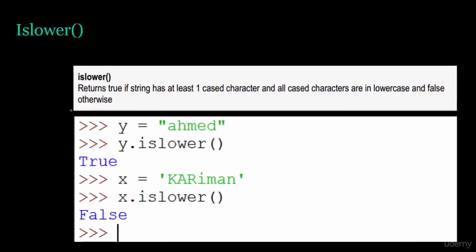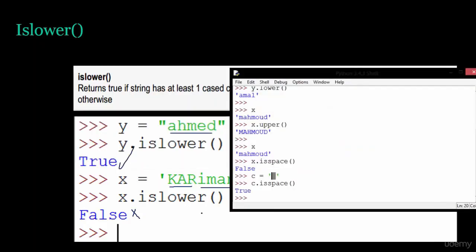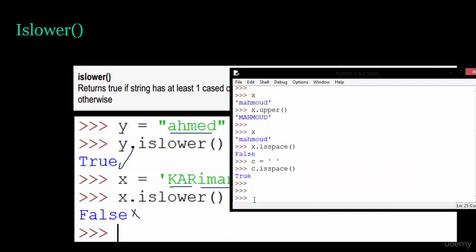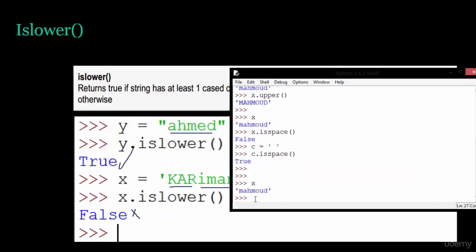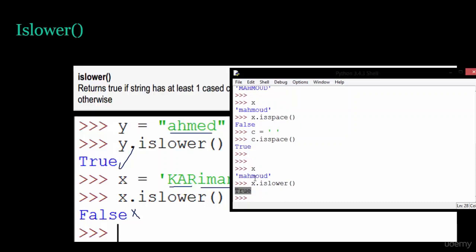Islower. This method returns true if a string has at least one cased character and all the cased characters are lowercase, and false otherwise. This will return true if all letters are in lowercase. If we look here, y equal to Ahmed, I type y dot islower, this will give us true because all letters are in small letters. If I type x equal to Mahmoud, some in capital, some in small letters, this will give us false because it must be all in small letters. Like what? If I type x, it's all in small letters. If I type x dot islower, this will give us true because all in lower letters. Okay.